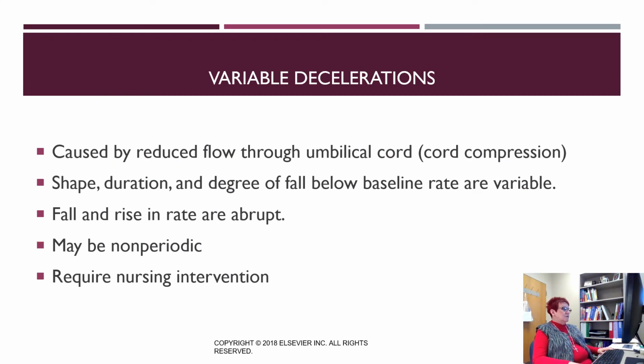Variable decelerations. Again, the cord could be compressed. Okay, oftentimes the cord compression. If there's a prolapsed cord and it comes out before the head, that's not good. The shape and the degree of fall below the baseline are variable. Sometimes they look like a V, sometimes they look like a U. That's why we call them variable. The rate of fall and rise is very abrupt. It plummets and then it comes back up. This, again, requires nursing intervention. Sometimes we have to get her up on her knees, do the knee chest position, and get that baby's head up off that cord and take her to the delivery room, get her delivered.